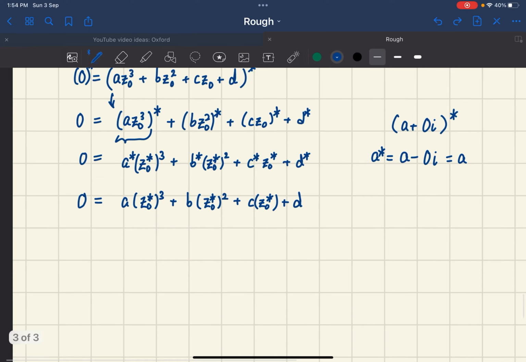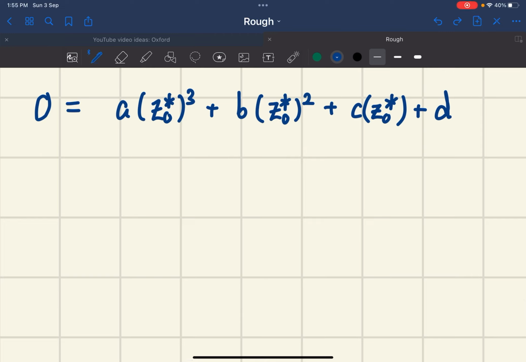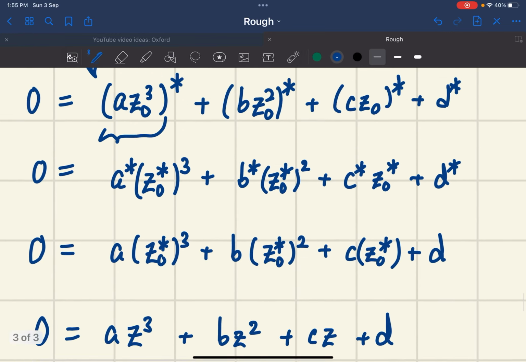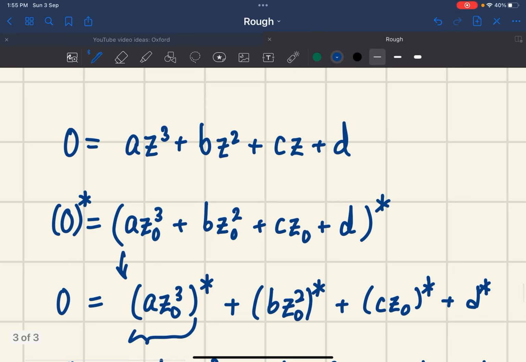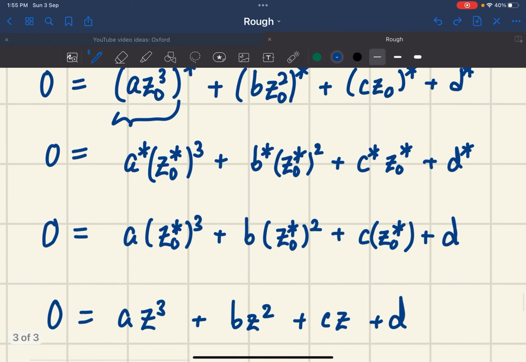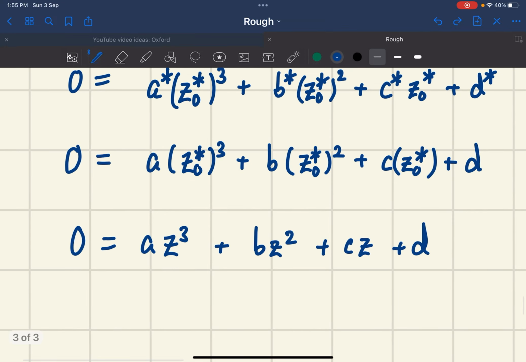Now, can you see that the complex conjugate of z naught also solves the equation, this cubic equation for that matter? So if z naught satisfies this equation, then just complex conjugate both sides, and we have this. The complex conjugate of z naught also solves the polynomial equation.